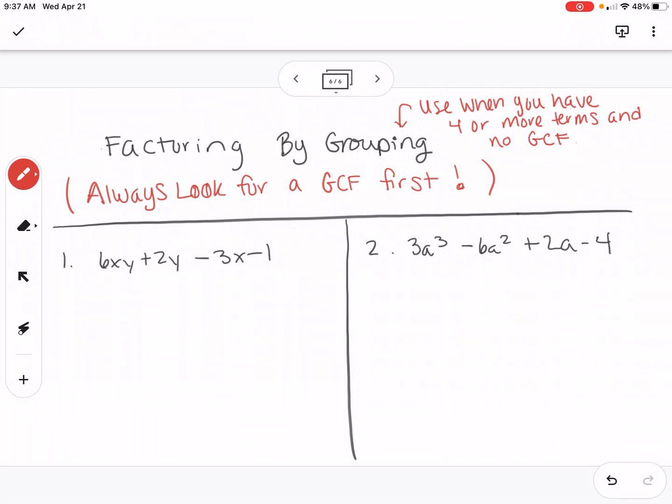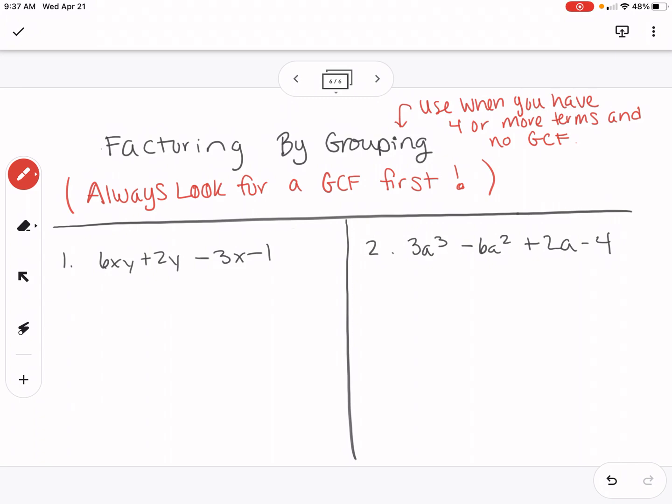In this final video, we're going to go over another factoring method that is used a lot with polynomials called factoring by grouping. You use this when you have 4 or more terms and there's not a GCF that you can factor out. You still always want to look for GCF first when starting your problems.